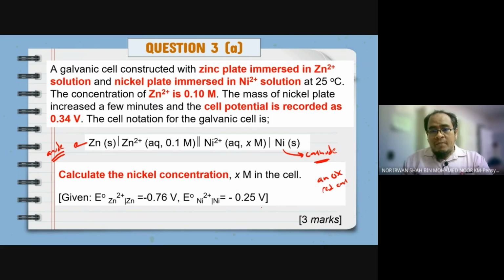Okay, kalau kita based on SRP values, ini cerita kalau cell notation tak diberitahu. Kalau cell notation diberi tak ada masalah, kita boleh terus tengok dekat cell notation saja. Tapi andai kata cell notation is not given, kalau kita tengok dekat SRP values, see, nilai SRP value untuk nickel adalah more positive. Dan untuk zinc, dia pula adalah more negative. Nampak dia satu more positif, satu more negatif.